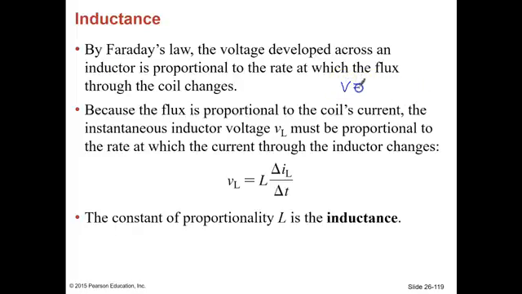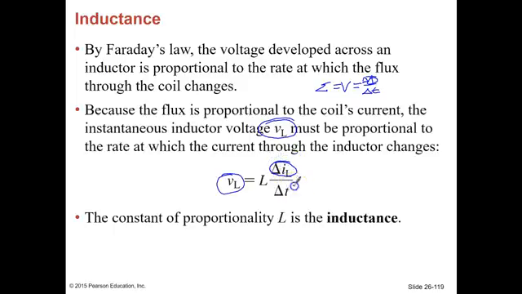We said that V is equal to the change in flux over the change in time, or you would probably need to use EMF. That was the voltage, and that's Faraday's law. Because that flux is proportional to the coil's current, the instantaneous inductor voltage must be proportional to the rate at which the current through the inductor changes.